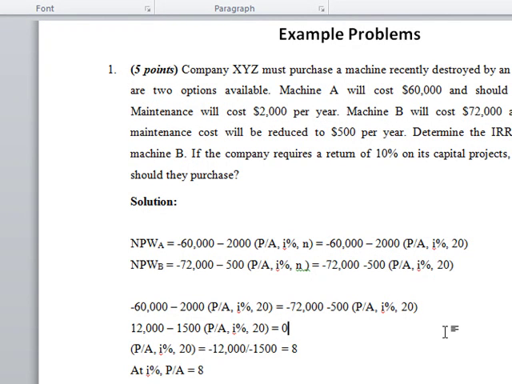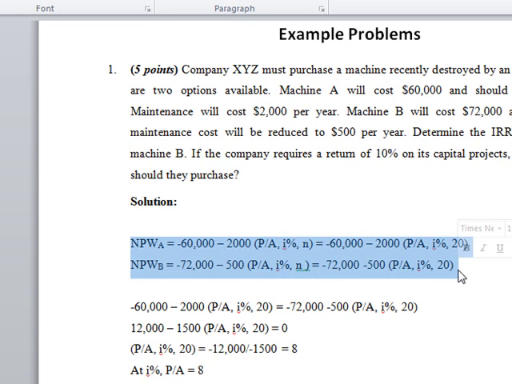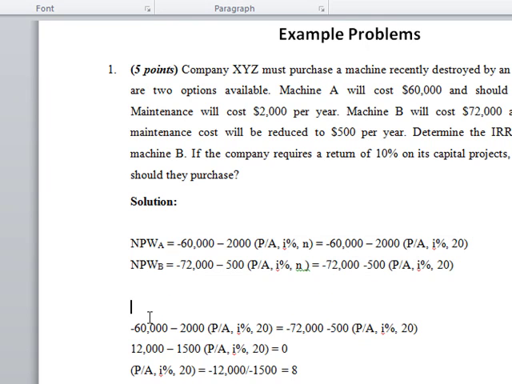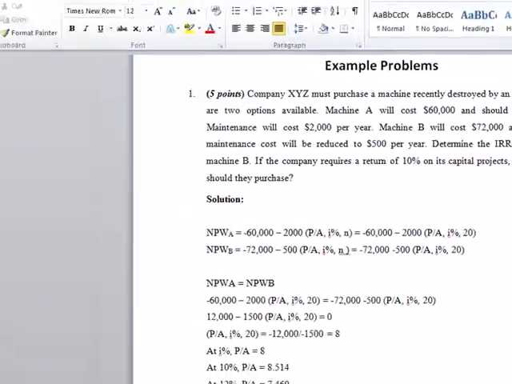Now to find the internal rate of return, we need to equate these two expressions, net present worth for A and net present worth for B. We need to equate these two. So let me write down here NPW A is equal to NPW B.